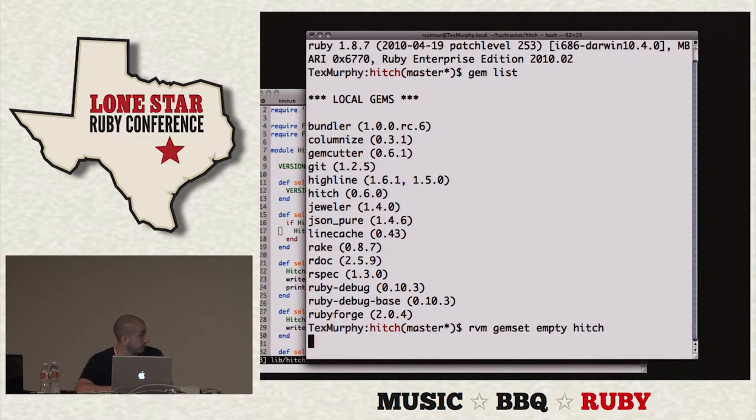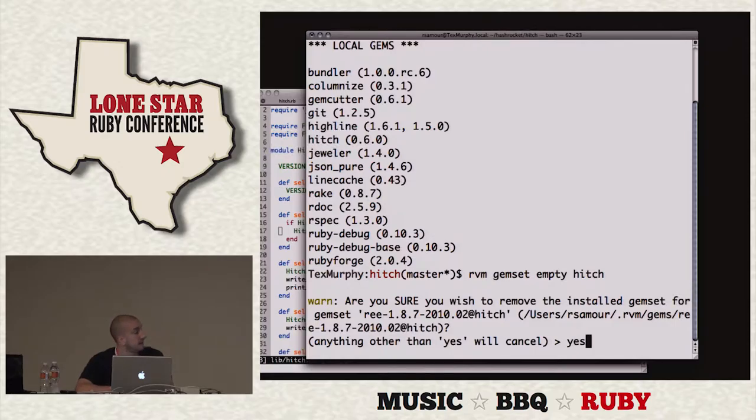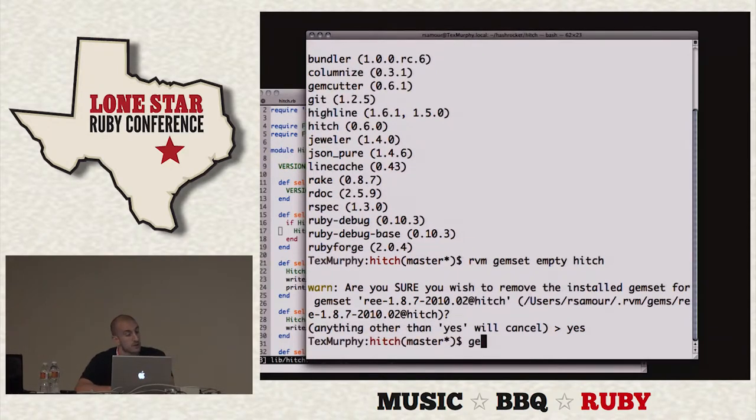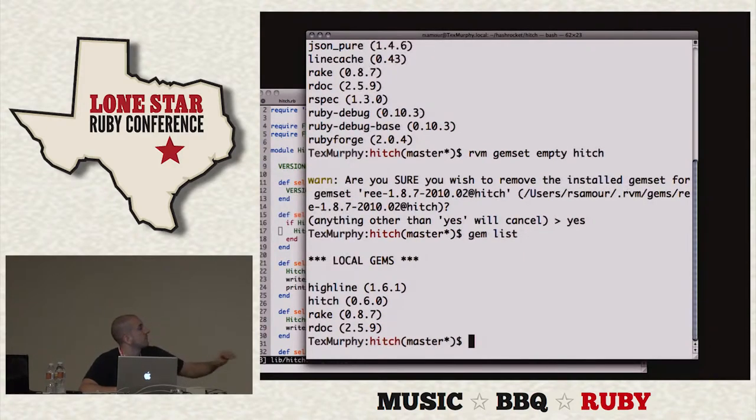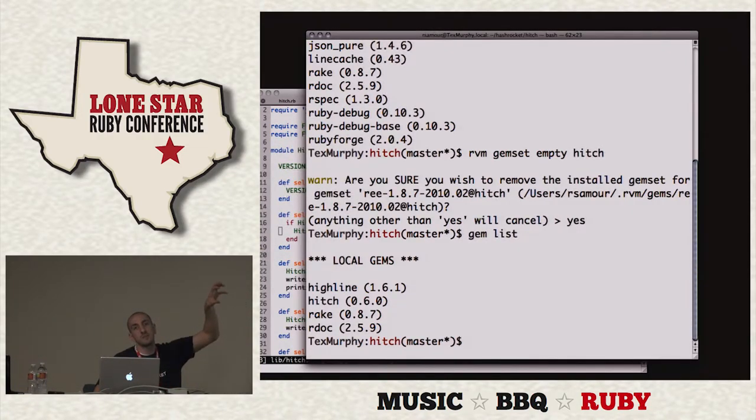Hitch. It's going to prompt me, are you sure, yes. Cool. Gem list. There should only be one or two gems installed. And these four are installed in the global gem set. So every Ruby version has a global gem set, and you can have any number of gem sets within that. But there's always a global one that's shared among all of them.